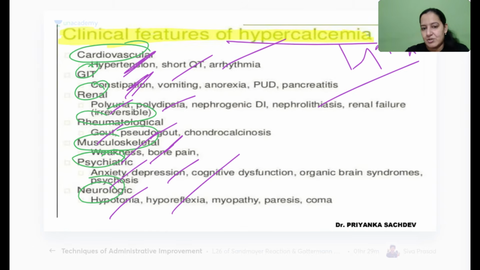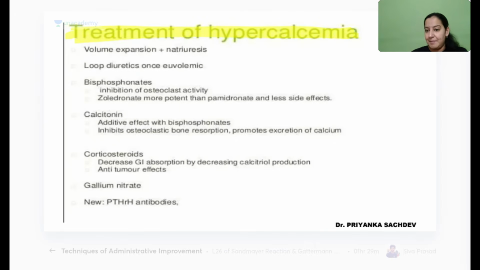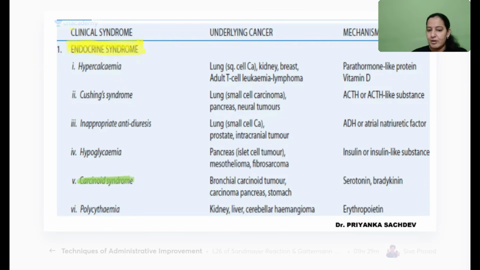So a cluster of symptoms indicates the patient has hypercalcemia. You do a blood calcium level, it is raised. It can be a malignancy. So what is the treatment? Treat the cause, otherwise give symptomatic treatment till you treat the cause. So we are done with hypercalcemia also.